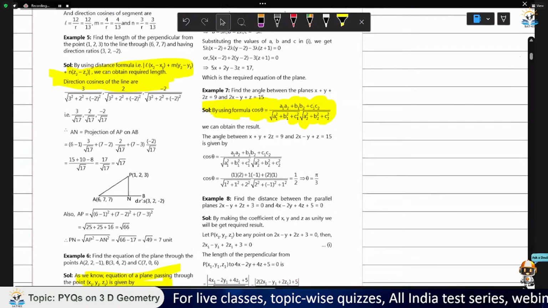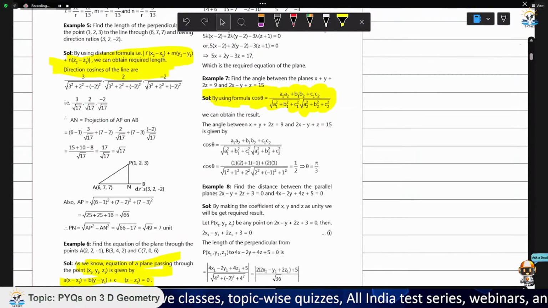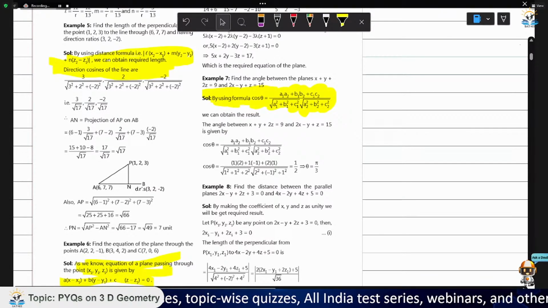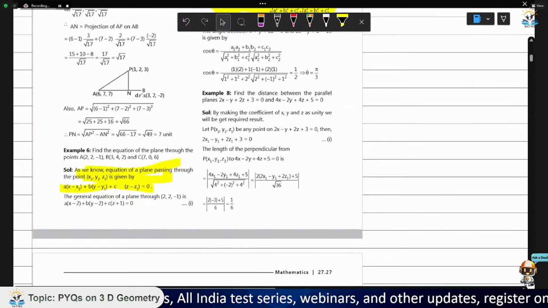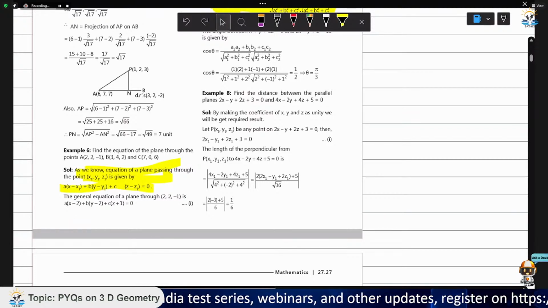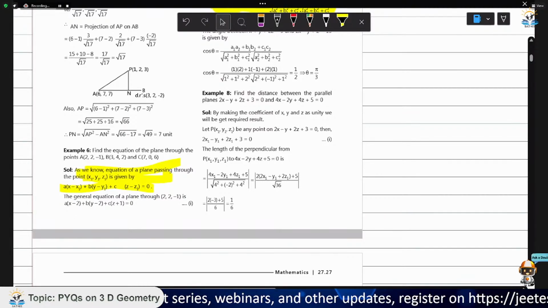These are the equations that we have. So the cosine of the angle becomes half and theta becomes pi by 3. Very easy. Moving to the next part: find the distance between the parallel planes.